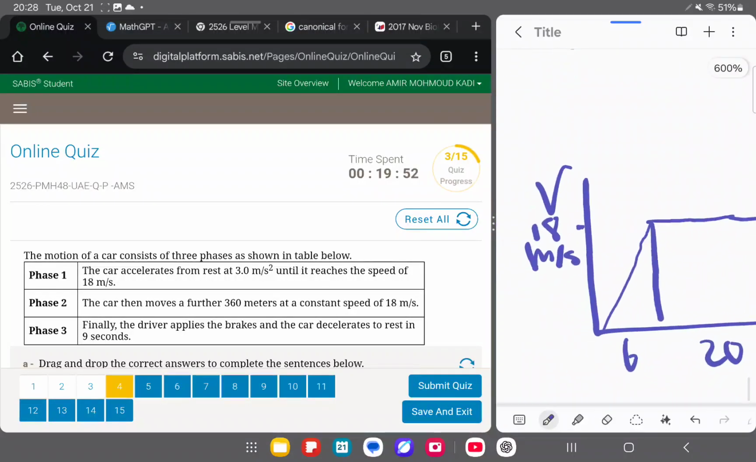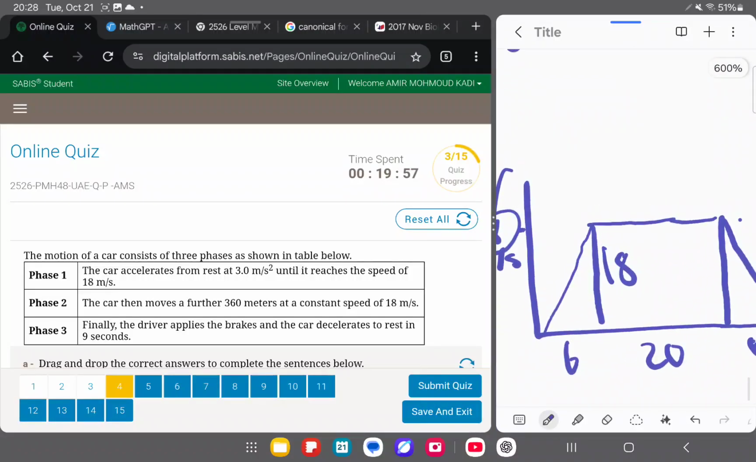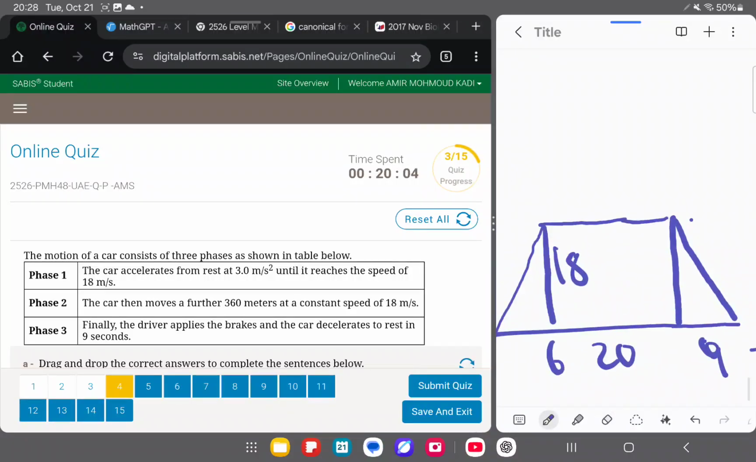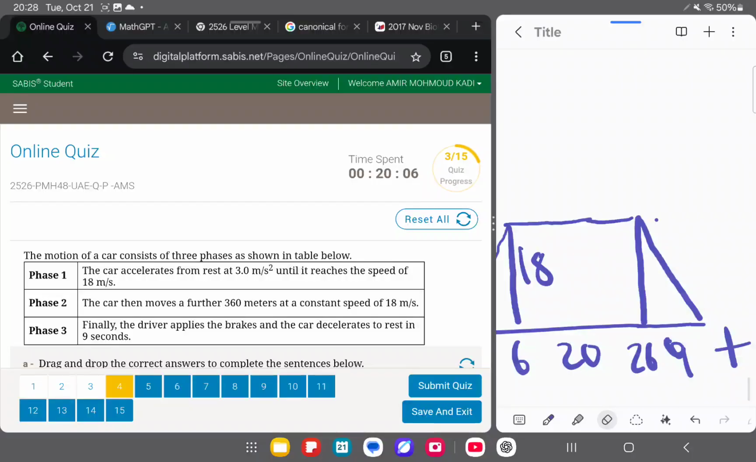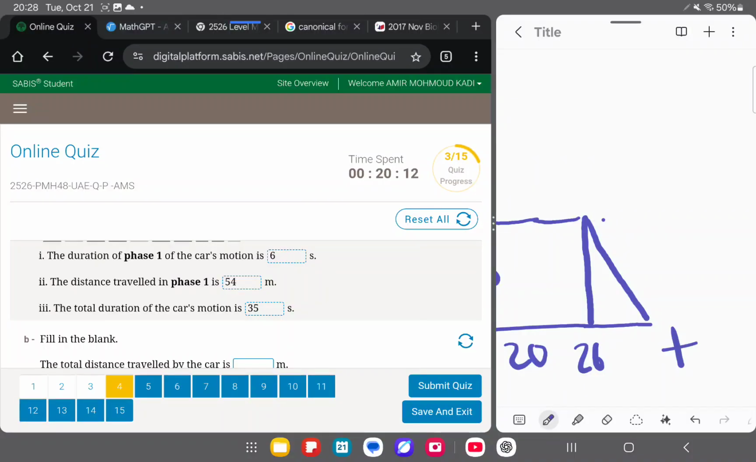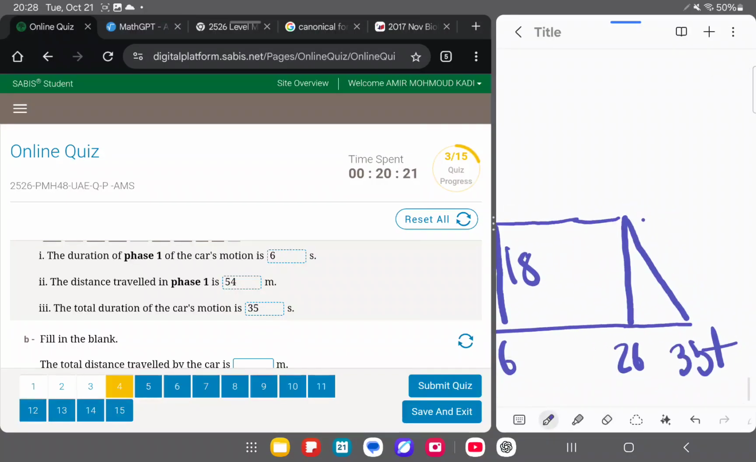So we have height 18 over here. This is our height 18. We have this top over here, so remember, this is going to be 6. And then 6 plus 20 is 26, so it stops here at 26. And then 26 plus 9 is 35. So 35, as we stated here, is the final time. So we put 35 at the end here. We'll just mark each time: 6, 26, and 35.